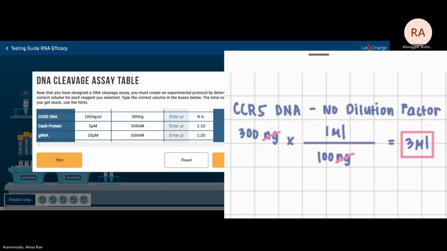So for the reagent of CCR5 DNA, we have reagent concentration before dilution is 100 nanogram per microliter, and concentration amount after dilution is 300 nanogram and doesn't have dilution factor. So now we compute for the volume of CCR5 DNA: 300 nanogram times microliter divided by 100 nanogram, then cancellations of nanogram, we have the volume of 3 microliter for CCR5 DNA.